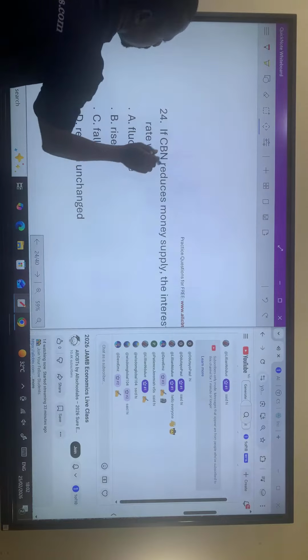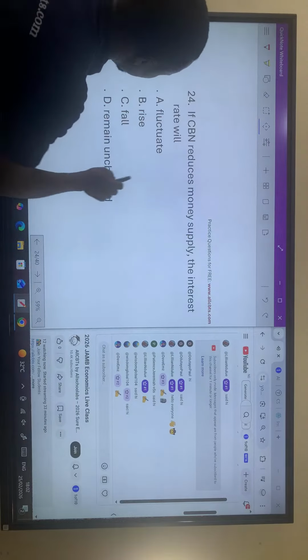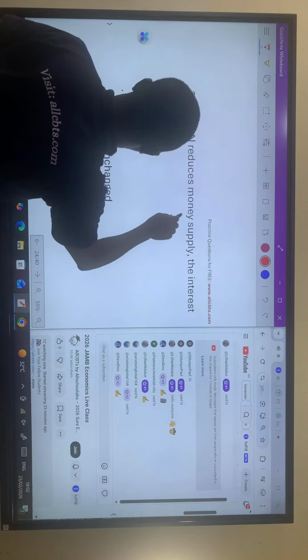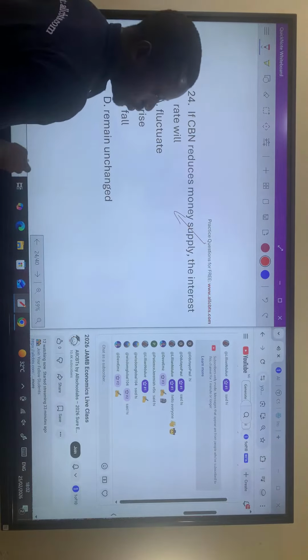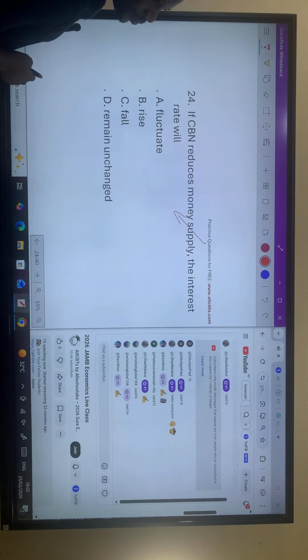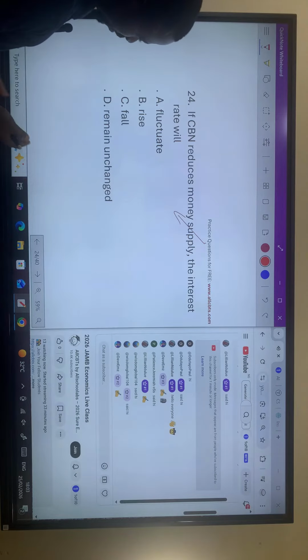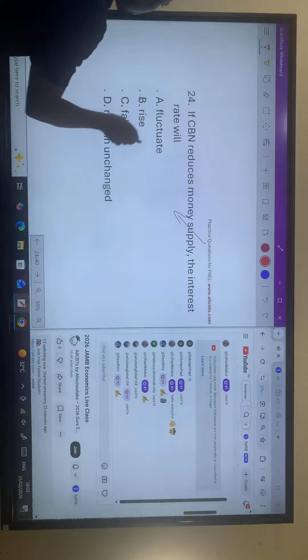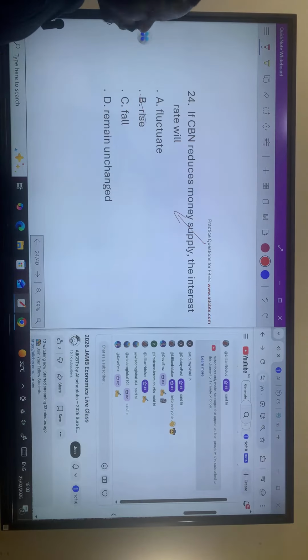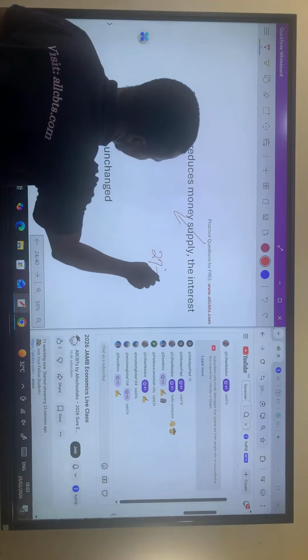If CBN reduces money supply, the interest rate will fluctuate, rise, fall, or remain unchanged. In other words, the quantity of money supplied to commercial banks has been reduced. What do you think will happen? Commercial banks will not have enough in their hands to give, so the interest rate will be forced to rise. Because there's limited money available, the interest rate will go up. And when it goes up, it will discourage people from going for loans, just as it is now. The average interest rate in commercial banks today is between 27% and 35%.